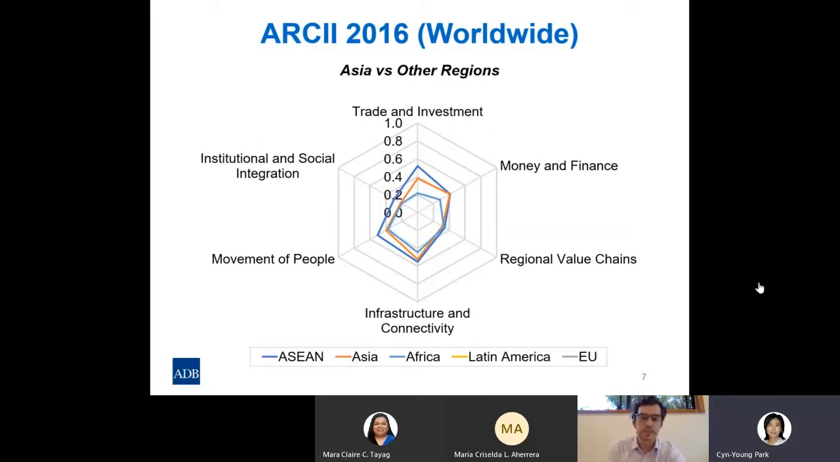The ARCII for Asia compares better than the degree of regional integration in Africa. And this yellow shows Latin America. And then the gray shows regional integration for the EU. As you can see, the EU performs better than Asia in all 6 dimensions. It performs much better in terms of institutional and social integration, movement of people, money and finance, and infrastructure connectivity, etc.